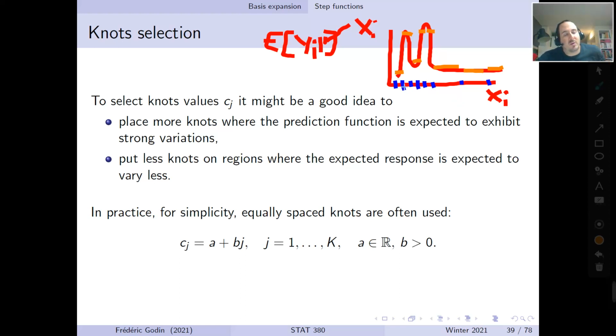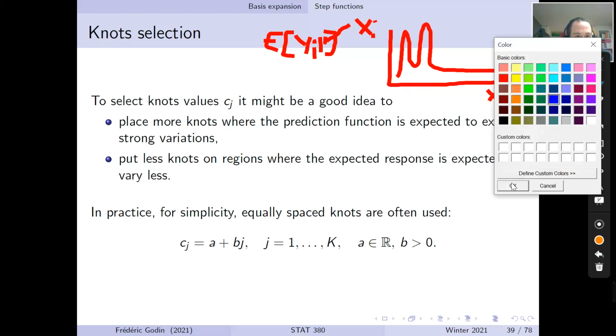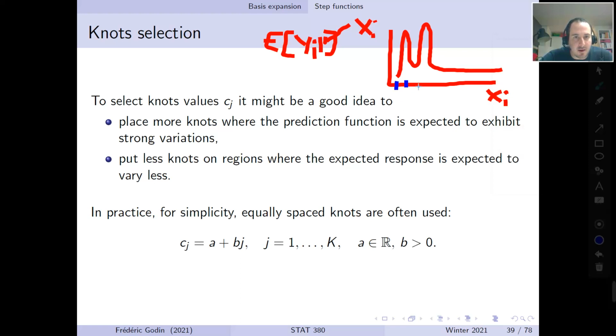So this would be the ideal way to do that, but in practice a lot of people, for simplicity, use equally spaced knots. So they take Cj being some constant A plus Bj. So basically what a lot of people do in practice would be to have knots equally spaced, let's say there, etc. So this makes the selection of knots more simple. It might be less efficient, but a bit more convenient to deal with.